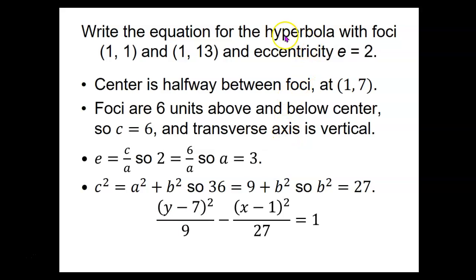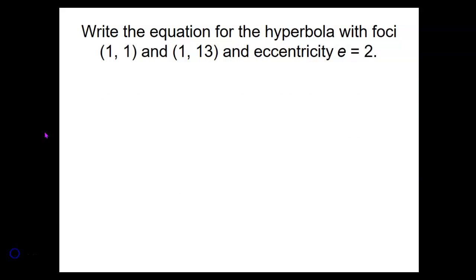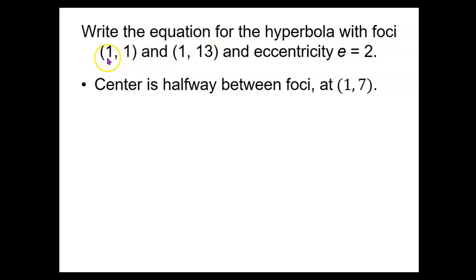Next example, write the equation for the hyperbola with foci (1, 1) and (1, 13) and eccentricity e equals 2. So this should be enough information to figure out exactly what hyperbola we're dealing with. The center has to be halfway between the foci. So the point halfway between (1, 1) and (1, 13) would be (1, 7). Same x-coordinate, and the y-coordinate is halfway between 1 and 13. You can find that by adding them together and dividing by 2. The average of 1 and 13 is 14 over 2, or 7.